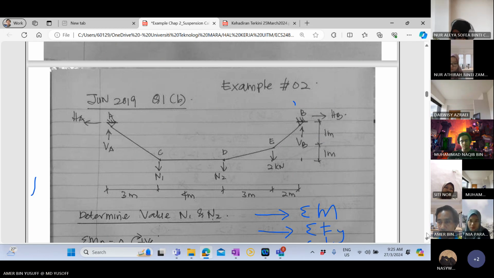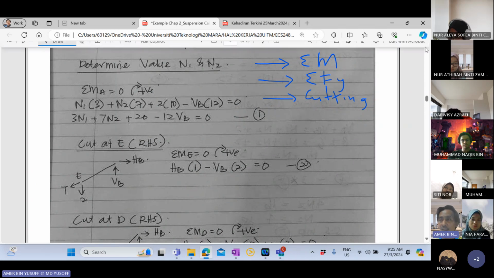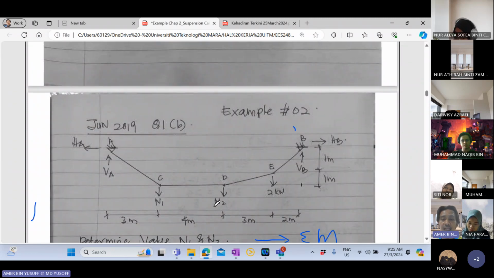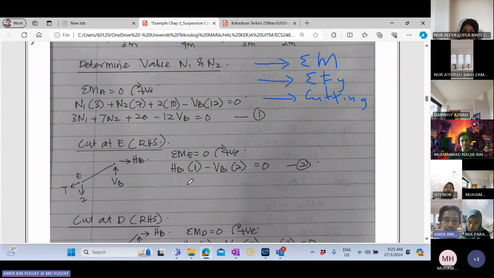But in this example, I do the cutting at E. Why do I do the cutting at E? Because I want to eliminate N1 and N2 in the next equation. When I cut at E and consider the right hand side structure, there is no N1 and N2. So that's why I cut at E for the next step. I cut at E, so I consider the right hand side structure.